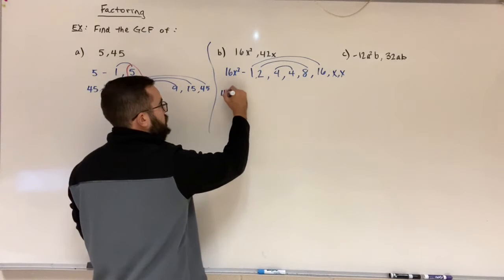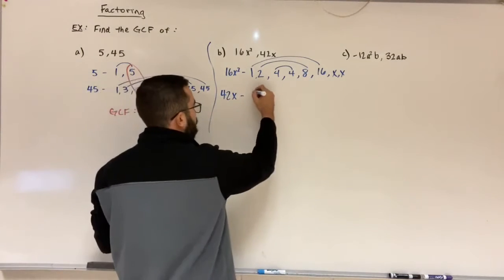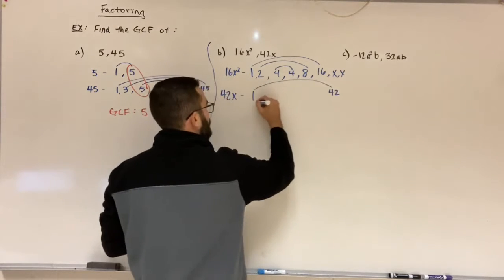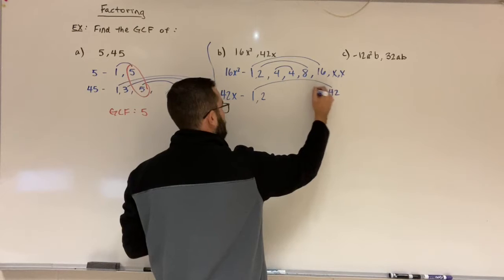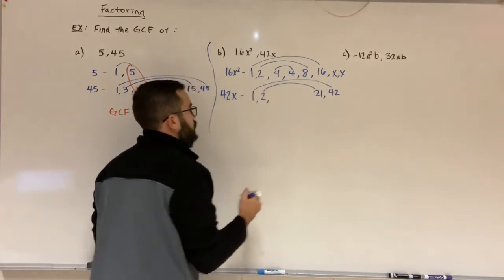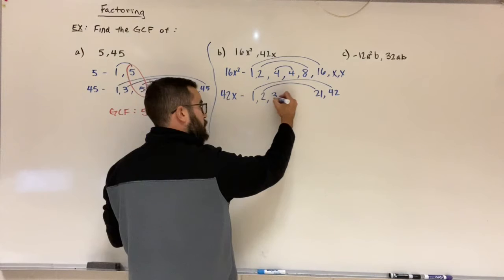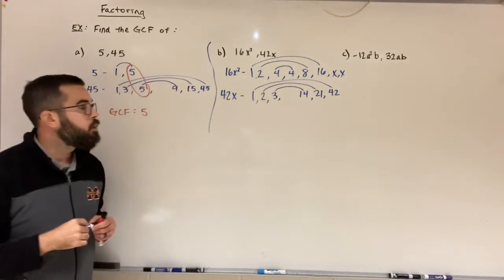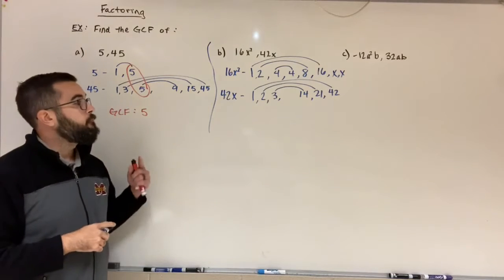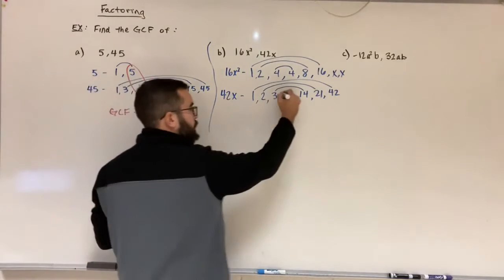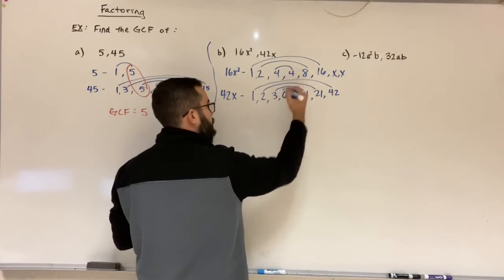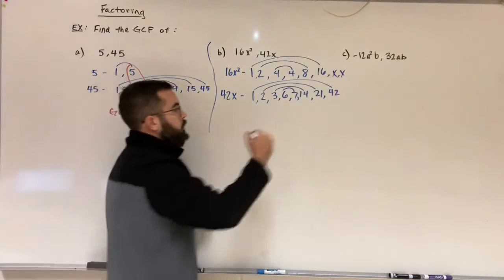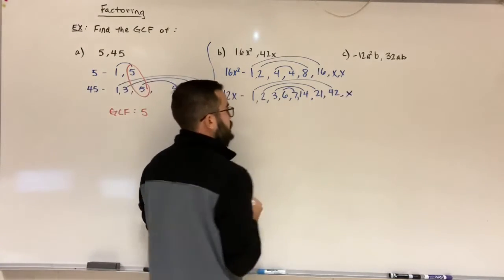So then we also have 42x. So what are the factors of 42? Well, 1 and 42, 2 and 21. Okay, 3 and 14. 4 doesn't go in, 5 doesn't go in, 6 and 7 go in. So there are the factors of 42. And then we also have an x.